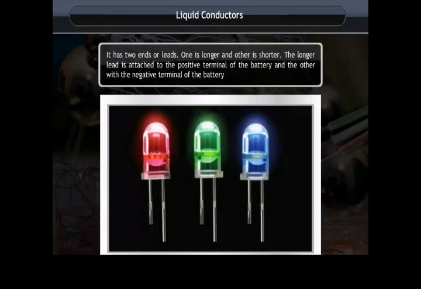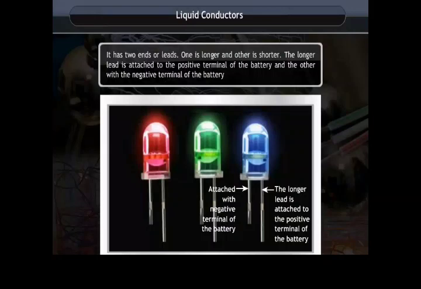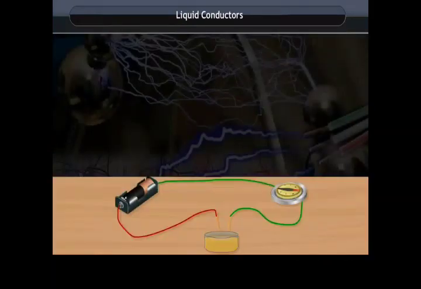It has 2 ends or leads. One is longer and the other is shorter. The longer lead is attached to the positive terminal of the battery and the other with the negative terminal of the battery. We can even use a magnetic compass in our tester to detect weak current.